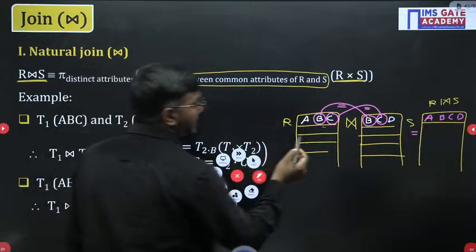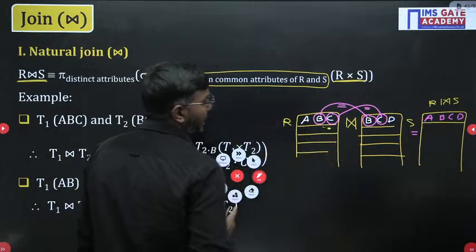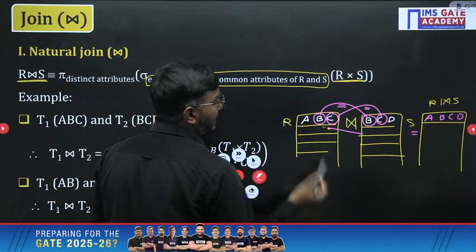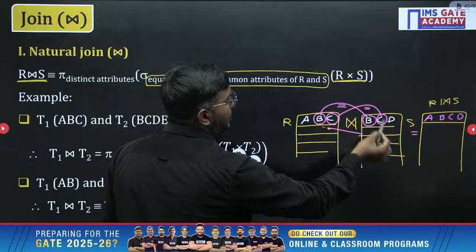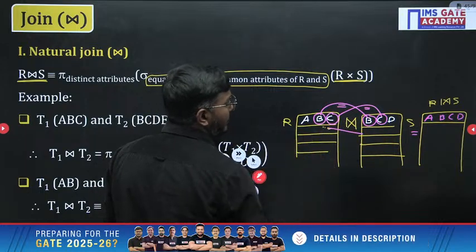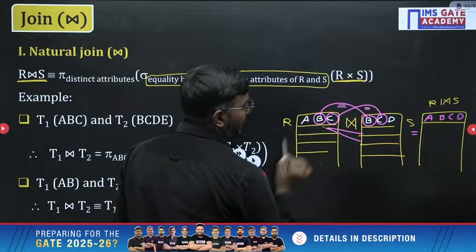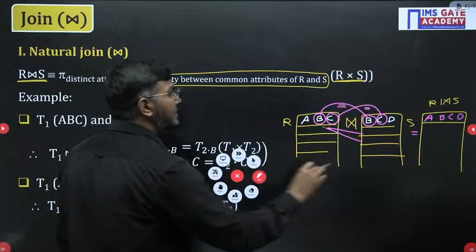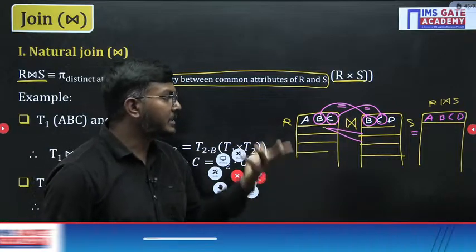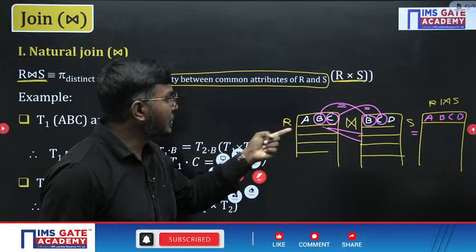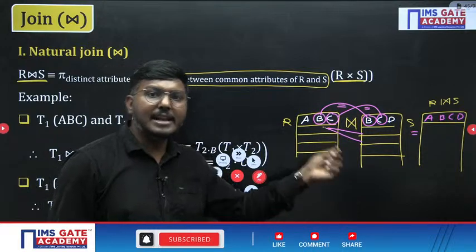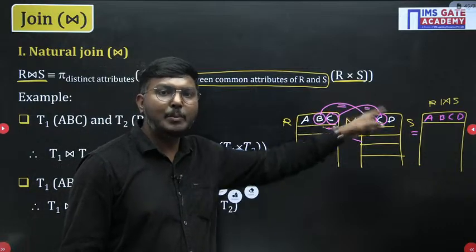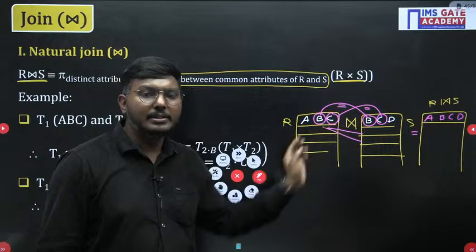Getting my point? The first record of R will be paired with a record of S only if B is equal to B and C is equal to C. Similarly, the first record of R will be paired with the second record only if B is equal to B and C is equal to C. Understood? So again it is similar to first performing the cross product, pairing each record of R with every record of S, and then applying the condition. The condition is B equal to B and C equal to C. If the condition is true, then select that record.